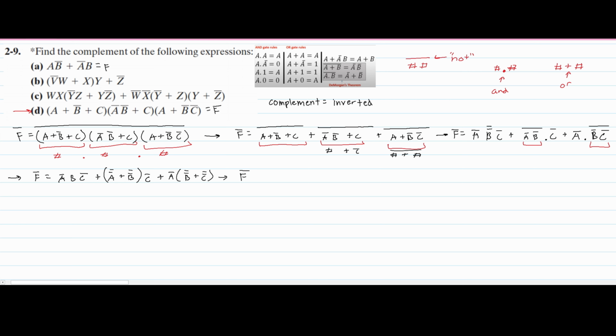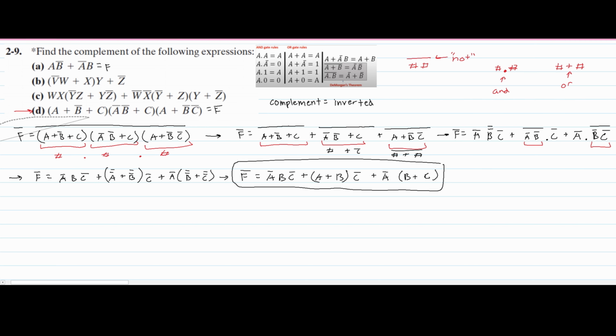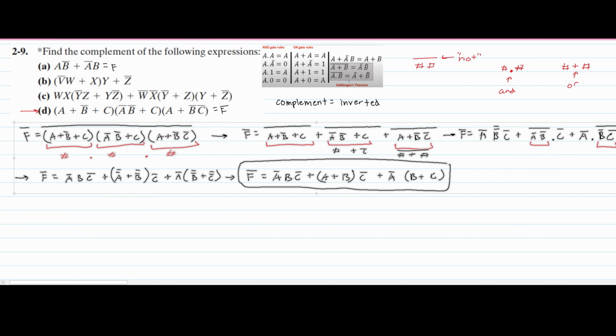And so when we write this out, we're going to have our a not, b, c not plus our a plus b, and then inside of here, we are going to have, and then outside of here, we're going to have our c not plus our a not, and then inside of here, we're going to have our b plus c. And so that is the equation for our part D, and that is how you would go about solving for part D. And you can use kind of that formula to solve for any of complements, even if they don't look like this.